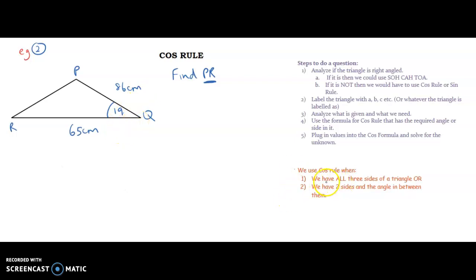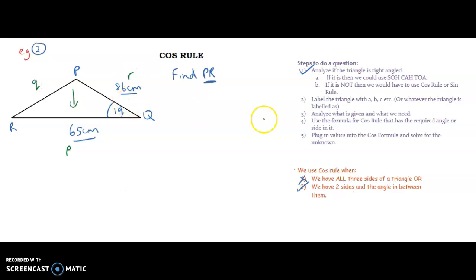Now, let's see. What do I have? Do I have all three sides? No, I don't have that. Do I have two sides and the angle in between? Now, I have 86 and 65, and I have this angle in between the two sides. So, yes, I will use Cos Rule. So, this is good. So, the first step, they say label it A, B, C, etc. Now, there's no A, B, C here. There's P, Q, R. So now I will label small p, small q, etc. So I simply do that by going like this. Here's small p, small q, and here's small r.